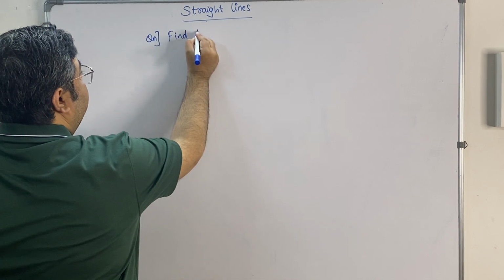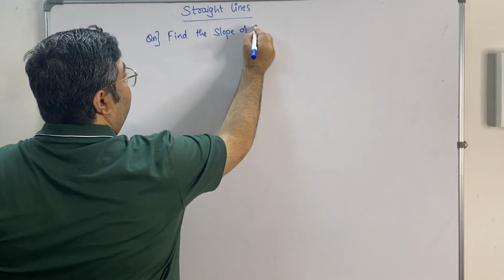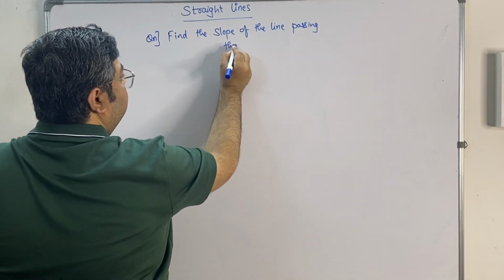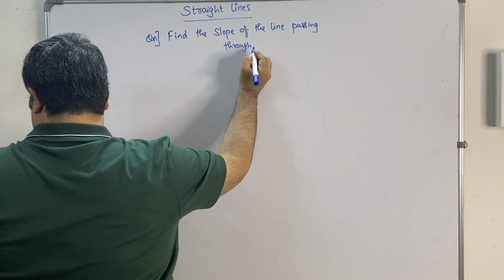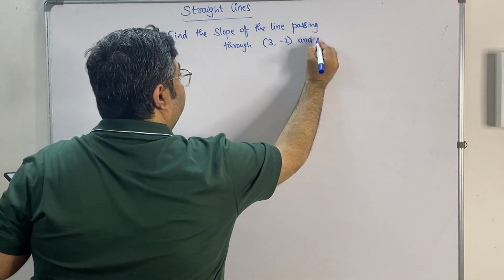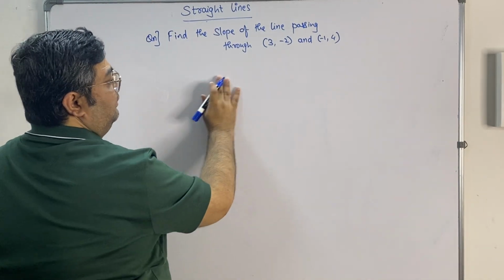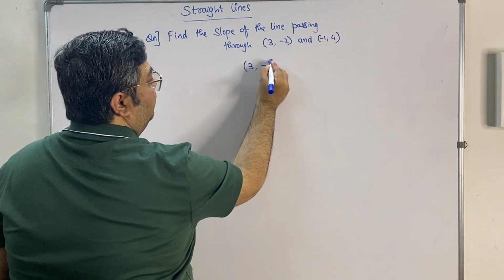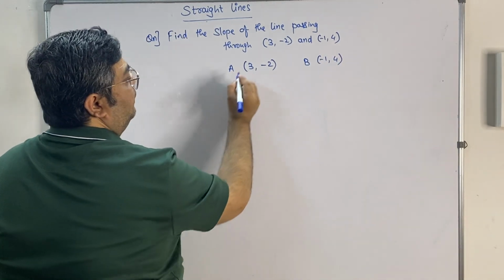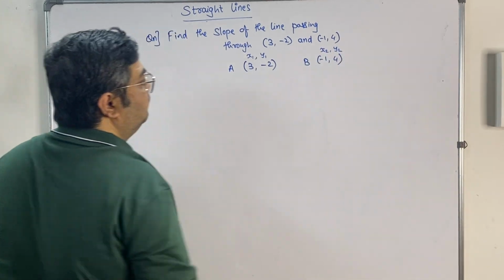find the slope of the line passing through 3, minus 2 and minus 1, 4. So whenever they've given us such a thing, we say 3, minus 2 एक point है A, B is minus 1, 4. The line is passing through these x1, y1, x2, y2.